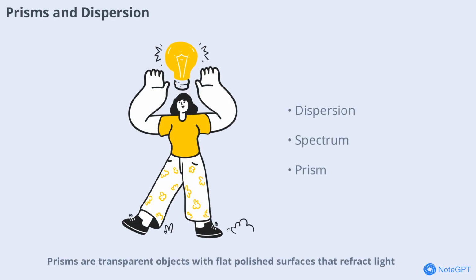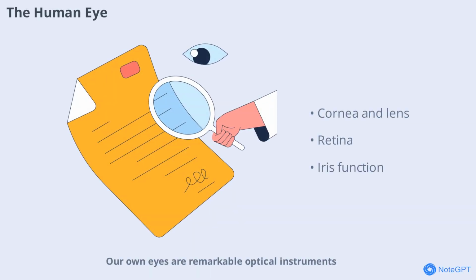Prisms are transparent objects with flat, polished surfaces that refract light. When white light passes through a prism, it splits into its component colors, creating a spectrum. This phenomenon, known as dispersion, occurs because different colors of light have different refractive indices. Prisms are used in spectrometers and other instruments to analyze light and study its properties. Our own eyes are remarkable optical instruments.